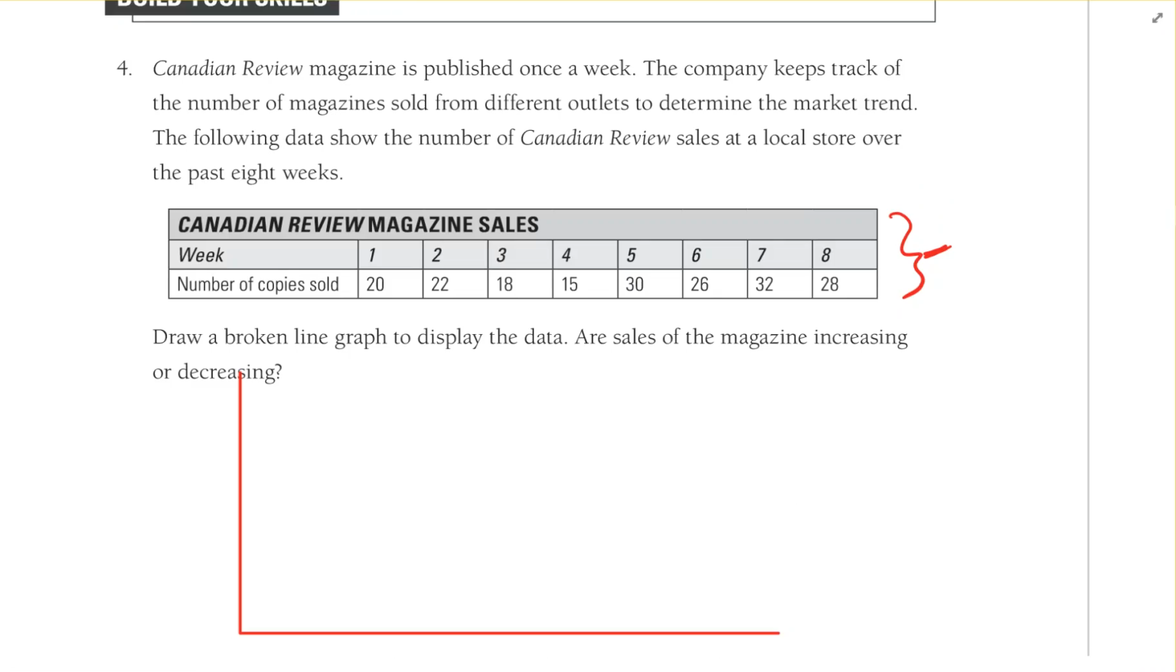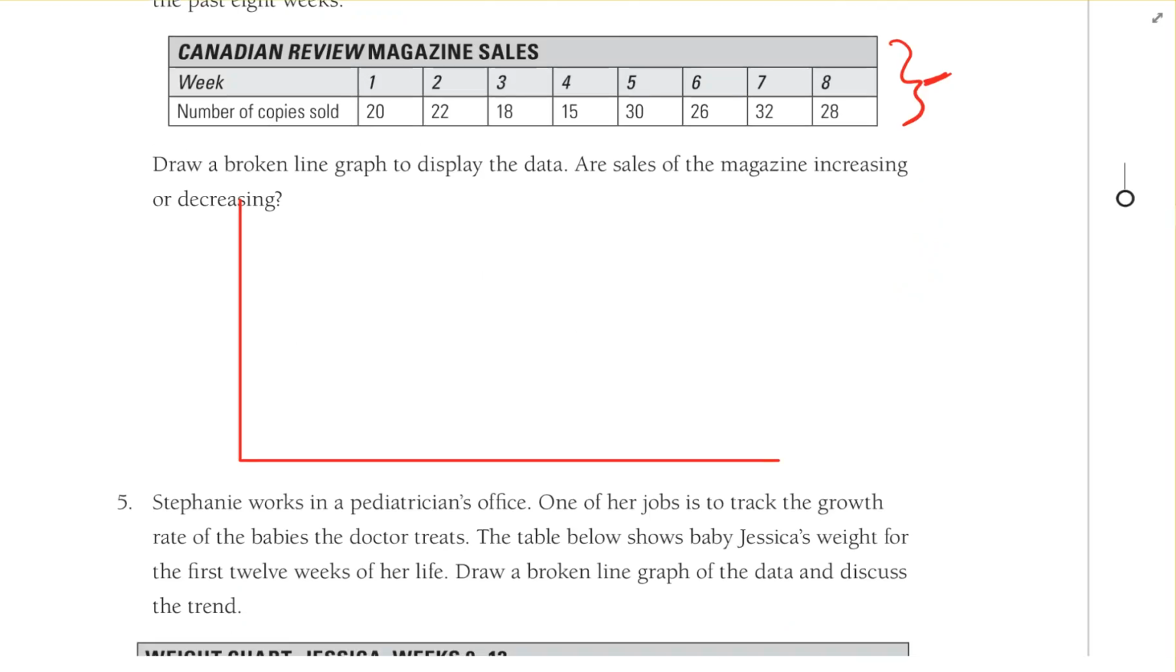And actually, if you wanted to, you can do it in your book the same way I am. I would make these lines though with a ruler. So just make sure that these are straight at this point. Okay. So now broken line graph.